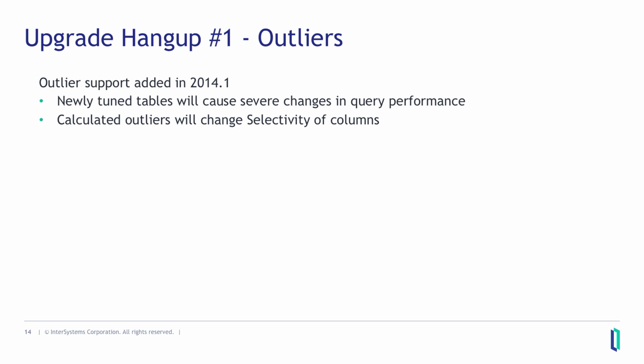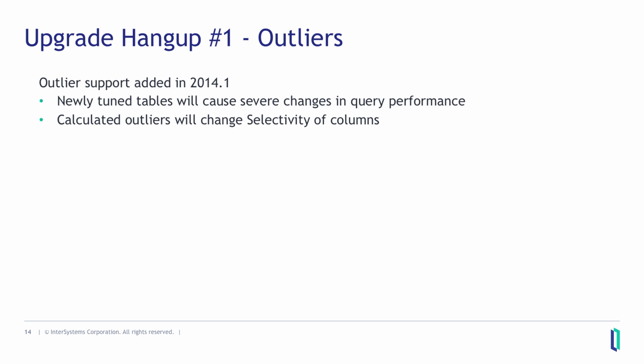We added support for outliers. When you run tune table, we would look through the table and say, oh, all the people are from California. This is actually really selective when you don't want people from California. And so it makes that selectivity number low. So it becomes a really attractive index for the optimizer to use. So this caused people problems because the selectivities changed and their query plans changed.